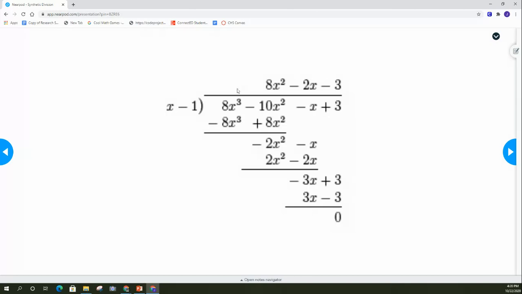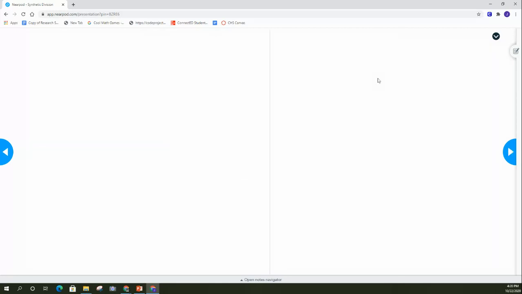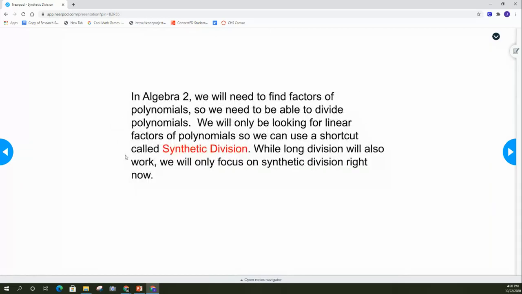So in this example, x minus 1 is a factor of this, and the other factor would be 8x squared minus 2x minus 3. If I were to multiply those out together, I would get the dividend again. All right. But the good news is we don't have to worry about long division.